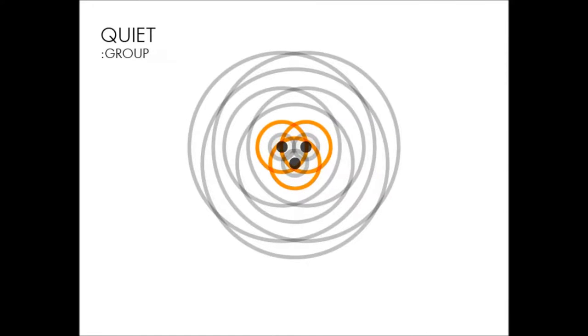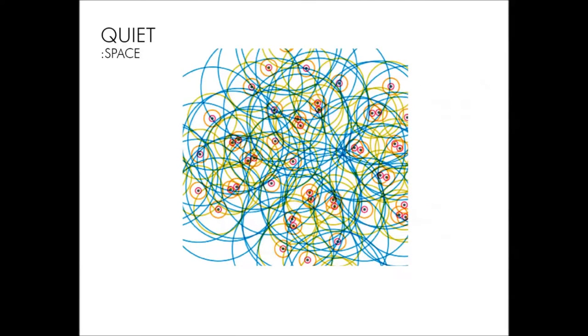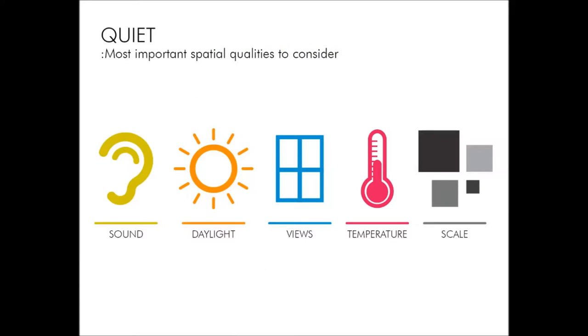A quiet space is primarily concerned with the personal zone because of its intimate scale and the smaller size of groups that gather here. Quiet spaces are sought out. They are acoustically controlled and can promote introspection. You might seek out a quiet space during the convention and use your social zone as a buffer to prevent others' activities from interfering with your own. The most important spatial qualities to consider in the quiet space are sound, daylight, views, temperature, and scale.